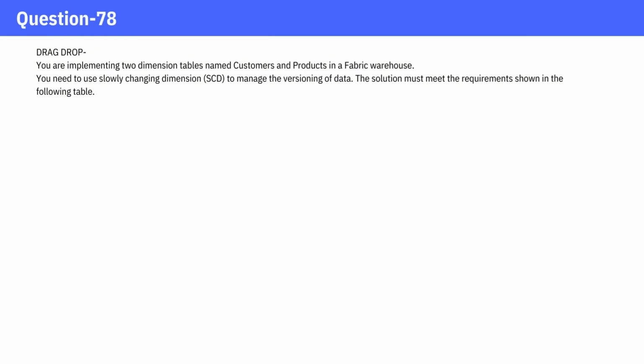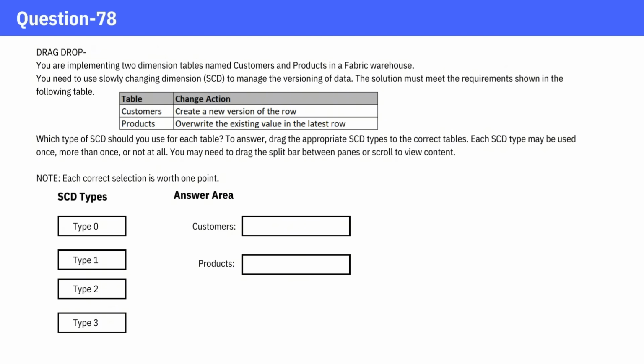Each SCD type may be used once, more than once, or not at all. Pause the video and give it a think and check the answer. For customers, create a new version of the row. This action refers to SCD Type 2.